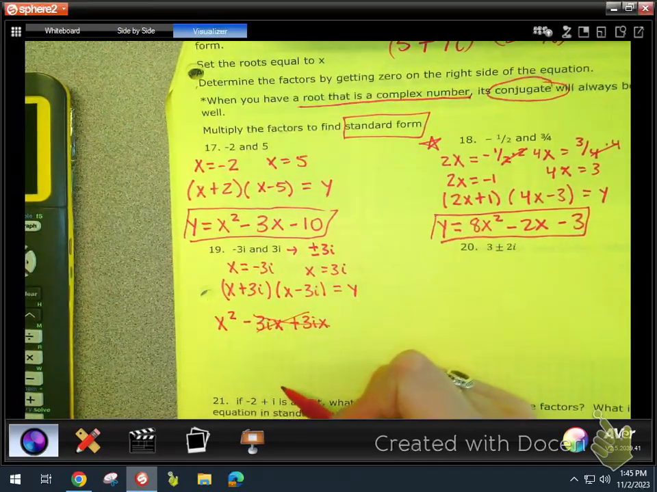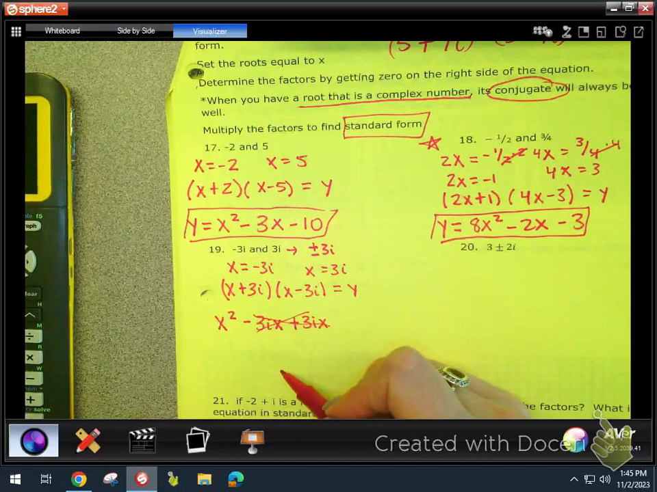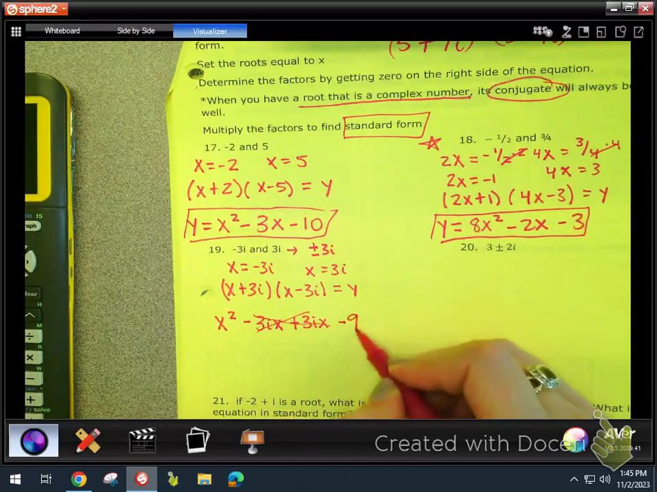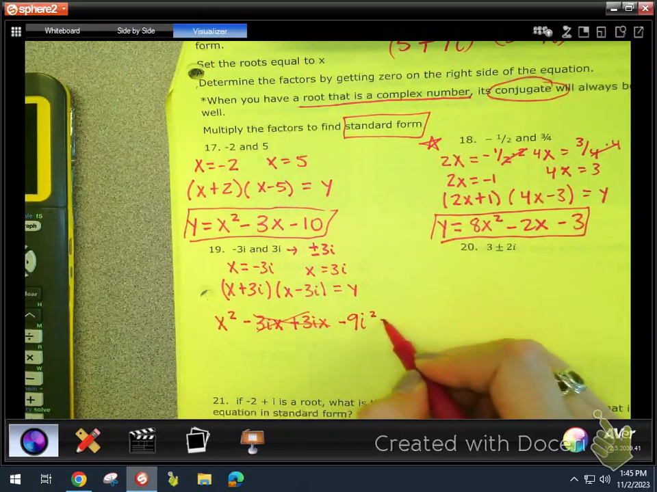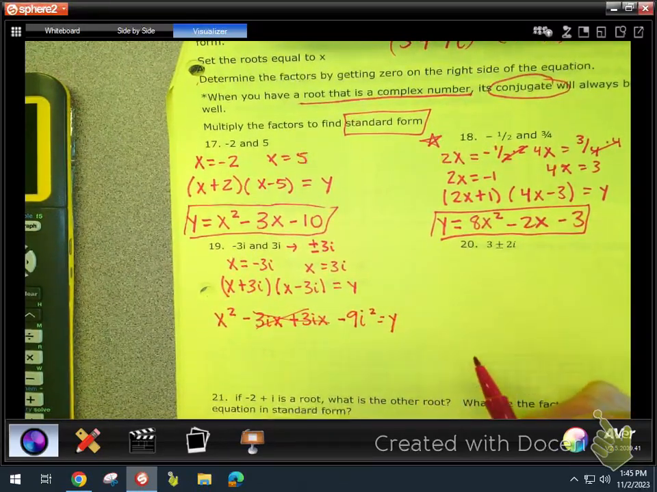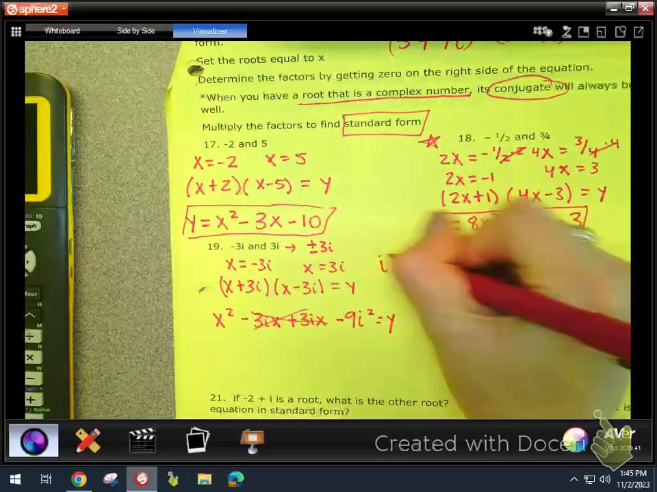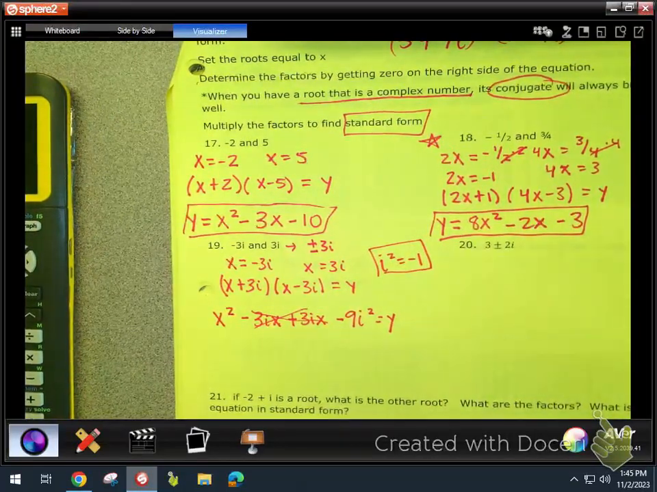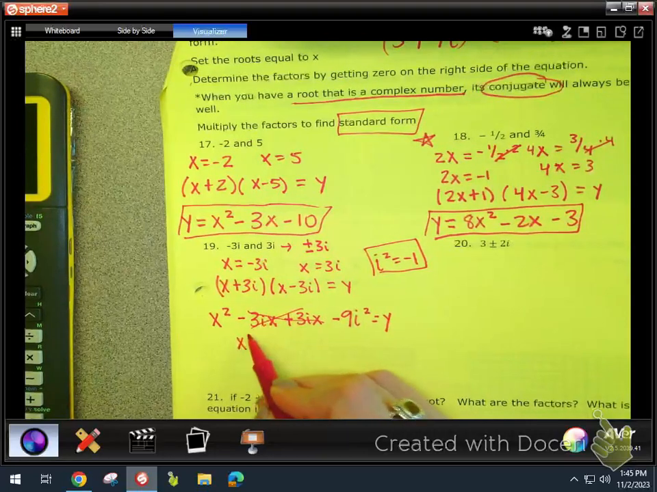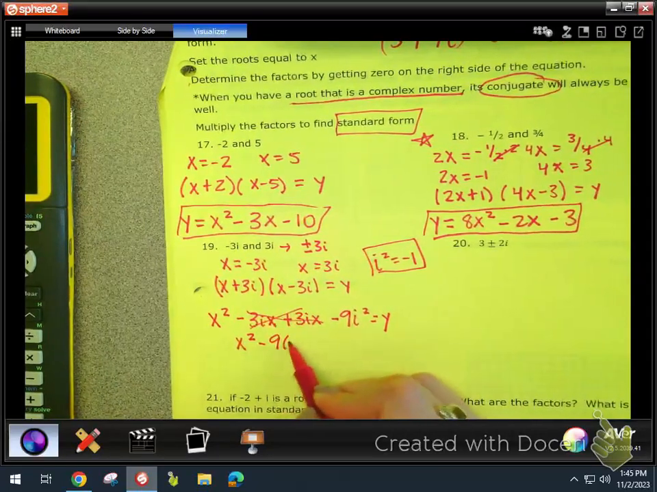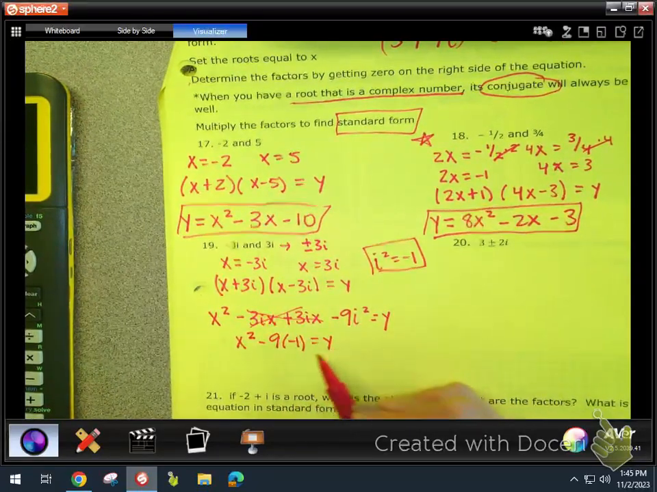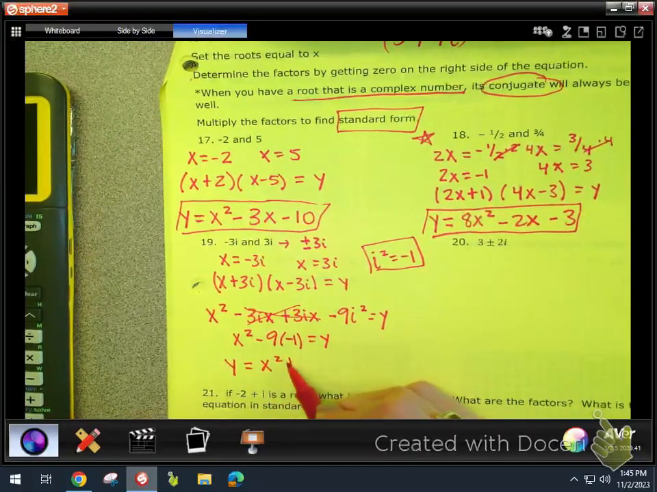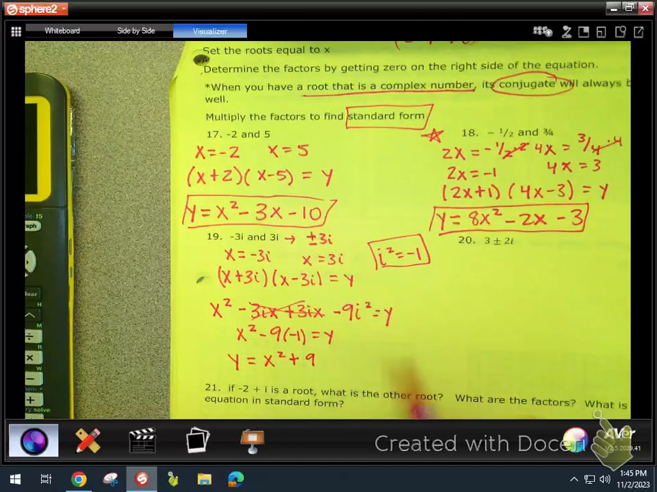So again, if you can do that in your head, feel free. But then the last guy is going to be negative 3 times 3 is 9i squared. What do we know i squared is? That's important. i squared is negative 1. So whenever we see that, we want to make sure we replace that. So this becomes x squared minus 9 times negative 1, which is what? x squared plus 9.